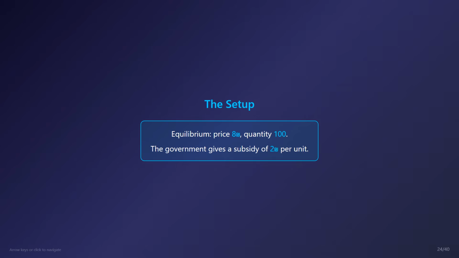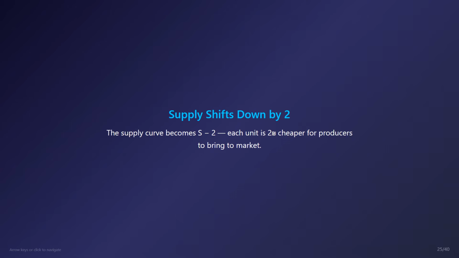Here's the setup. The market starts in equilibrium at a price of 8 shekels and a quantity of 100. Then the government gives producers a subsidy of 2 shekels on every unit they sell. From the producer's side, that's a 2 shekel cut in cost per unit. So the supply curve shifts down to S-2. Each unit is now 2 shekels cheaper for them to bring to market.